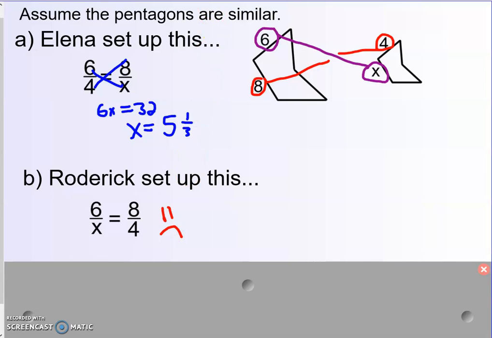And if you tried to solve it, you would get 8X equals 24. You get X equals 3, and that is not the value for X. X does not equal 3. That is a sad face. I mean, how could X be 3? 6 is smaller than 8. 4 has to be smaller than X. That does not work.